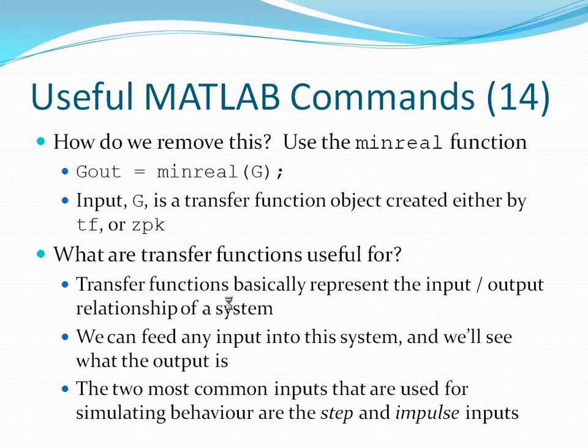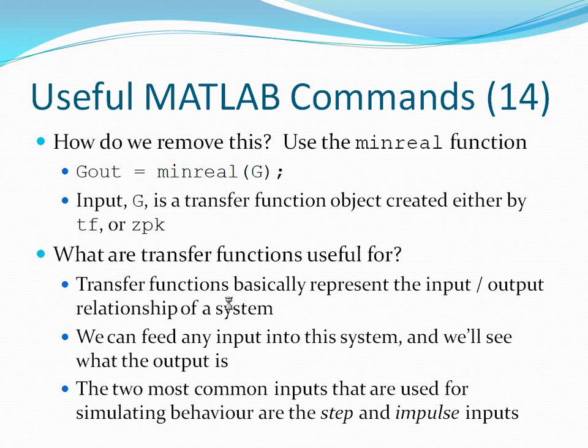The input that goes in is the transfer function object that you created either by using TF or ZPK, and you get an output which is the minimum realized transfer function of the input that you specified. Transfer functions are very useful because they model the input and output relationship of a system. Once you know what the transfer function is, all you've got to do is specify any input into the system defined by some transfer function, and you can use that transfer function to get the output based on the input.